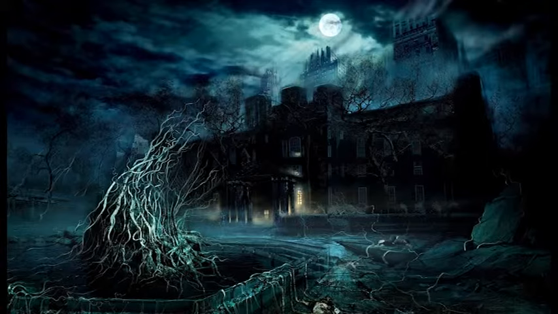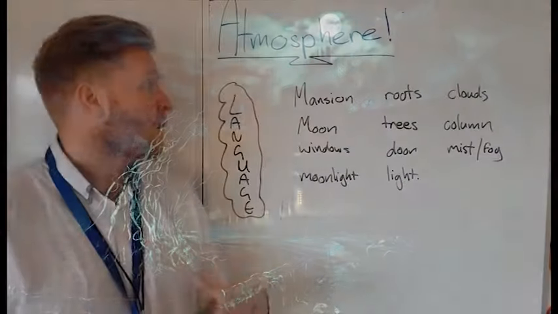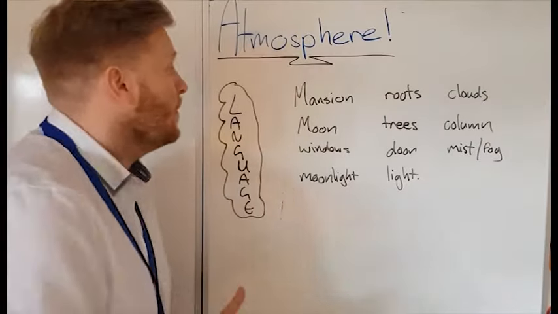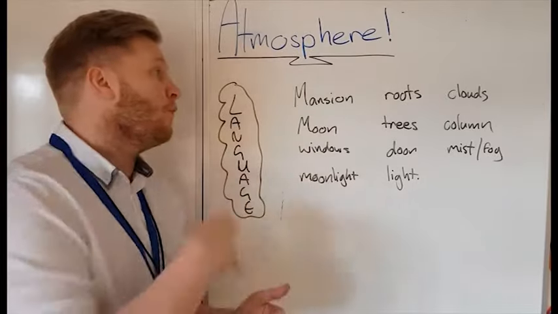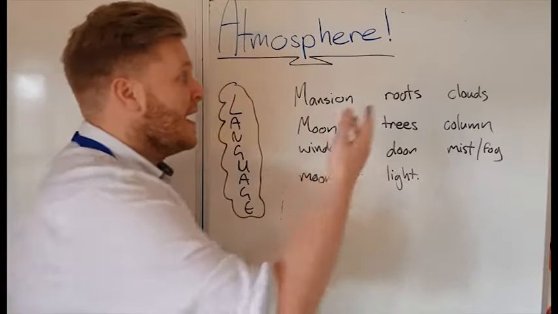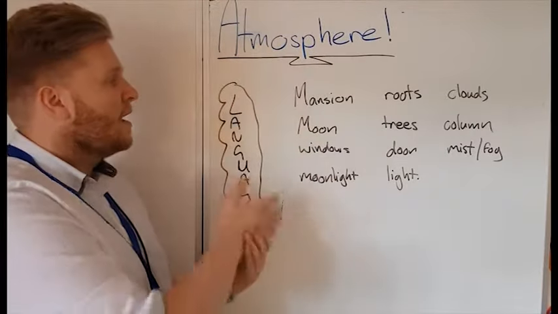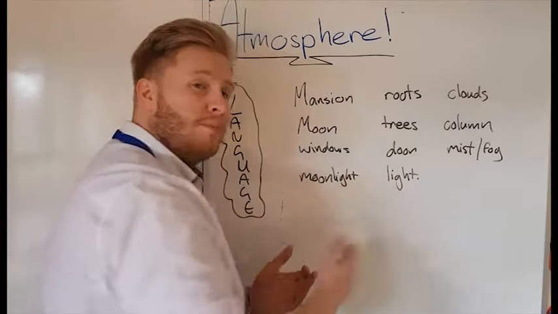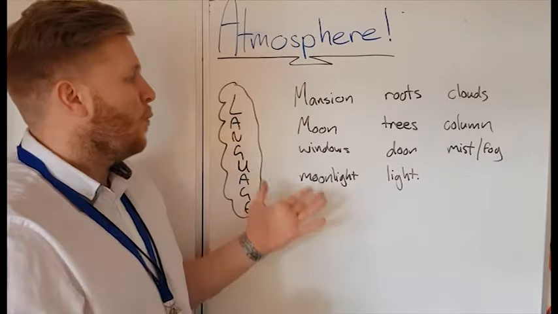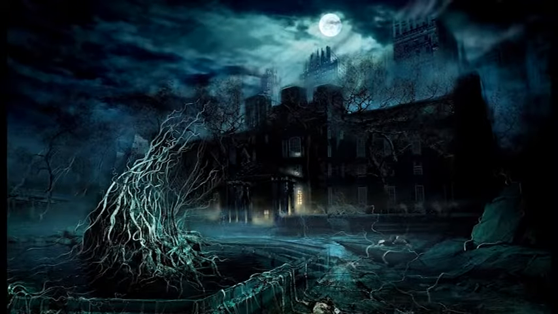Now, the first way to create an atmosphere is the scene. So that's what we first saw, is what's there, the nouns. So we're looking at it. If we look at this one, we've got mansion. Okay, we've got roots, so you can see the trees, clouds, trees themselves, the moon's there. There's columns on the building holding it up, windows, the front door, we have mist and fog, we have the moonlight, we also have the light coming from the actual building itself. So there's lots of things there, there's lots more that I haven't gone into, but you can see there's all those things that we described.